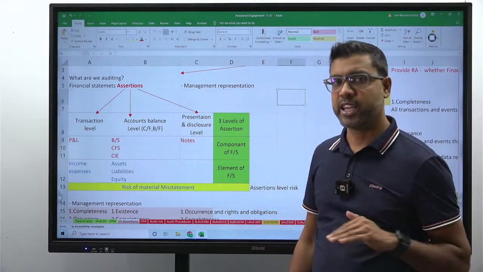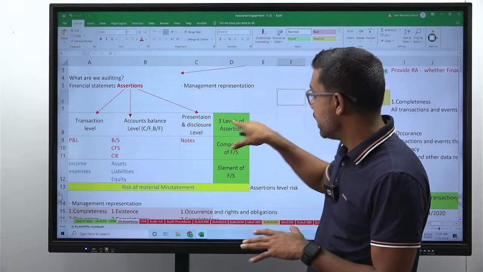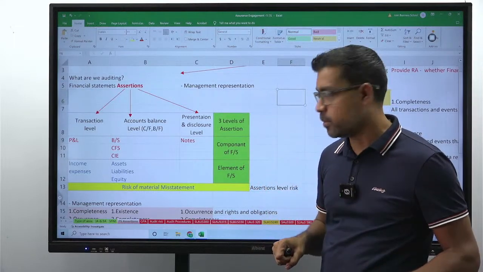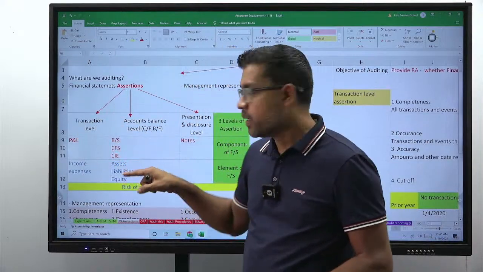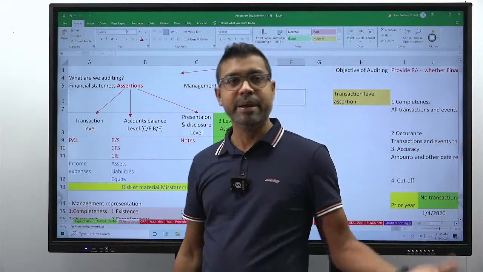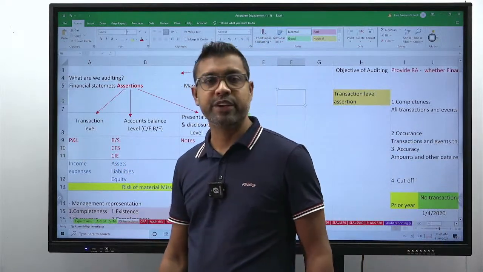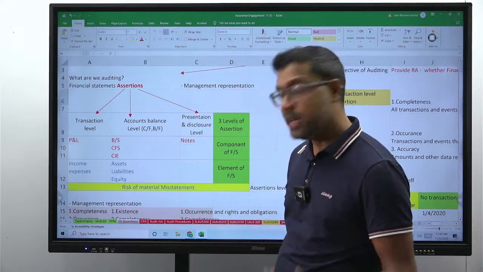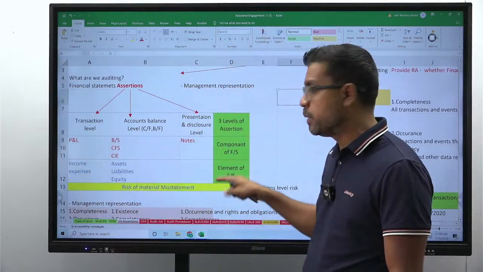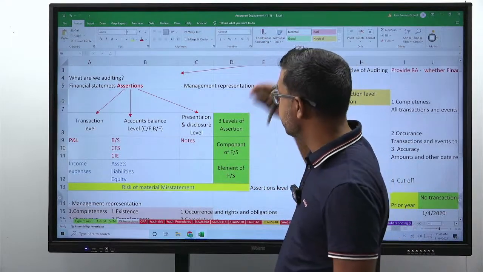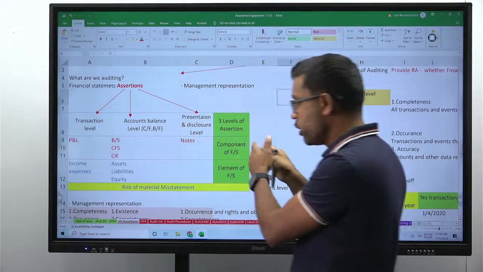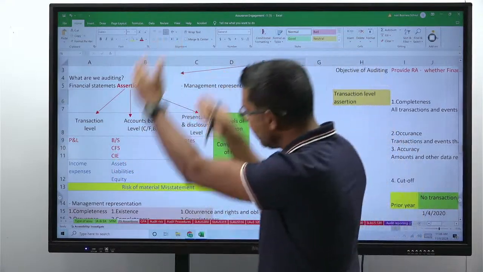Not only that, another relationship we can build: between level of assertions, component of financial statements, and elements of financial statements. How do we build that link? In P&L we can see income and expenses, two elements of financial statements. There are five elements; out of five, two are income and expenses. Assets, liabilities and equity we can see in the balance sheet, cash flows and changes in equity. So these elements we can relate to the relevant component of financial statements, and that builds another relationship to the level of assertions. This relationship you must understand.